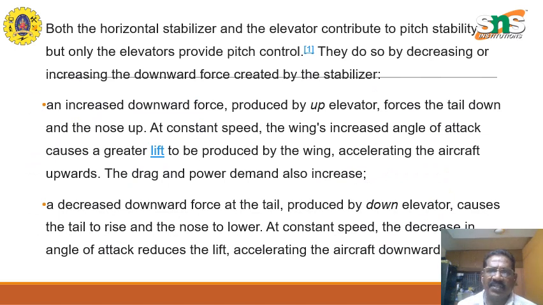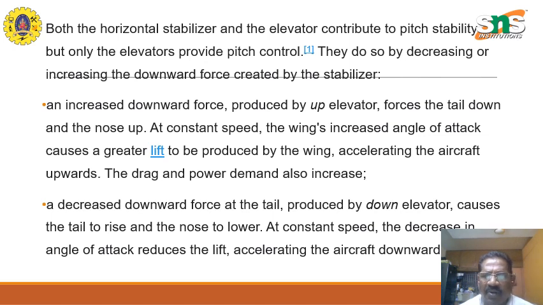Both the horizontal stabilizer and the elevator contribute to the pitch stability, but only the elevators provide the pitch control. They do so by decreasing or increasing the downward force created by the stabilizer. An increased downward force produced by up elevator forces the tail to go down and the nose to go up. At constant speed, the wings increase the angle of attack and cause a greater lift to be produced by the wing, accelerating the aircraft upwards. The drag and the power demand also increase.